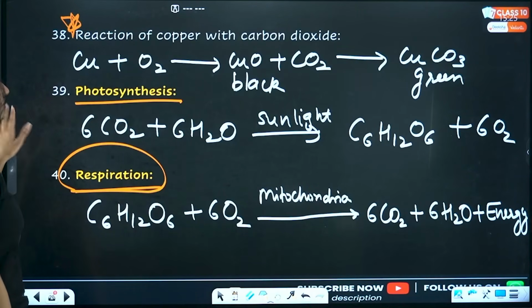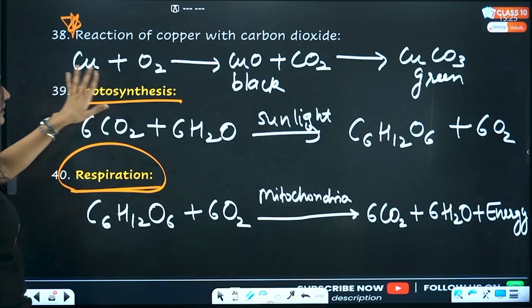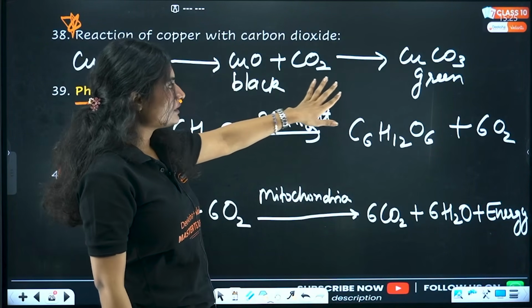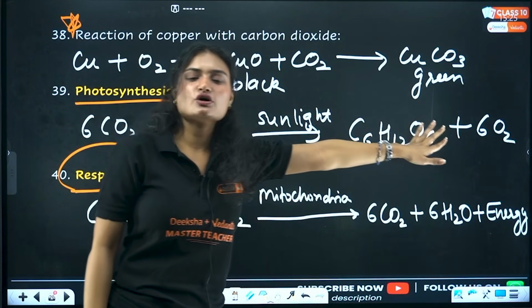Okay, then you have reaction of copper with carbon dioxide. Copper combines with oxygen. Copper oxide, which is black in color, combines with carbon dioxide, we get green color. This is the corrosion of copper.